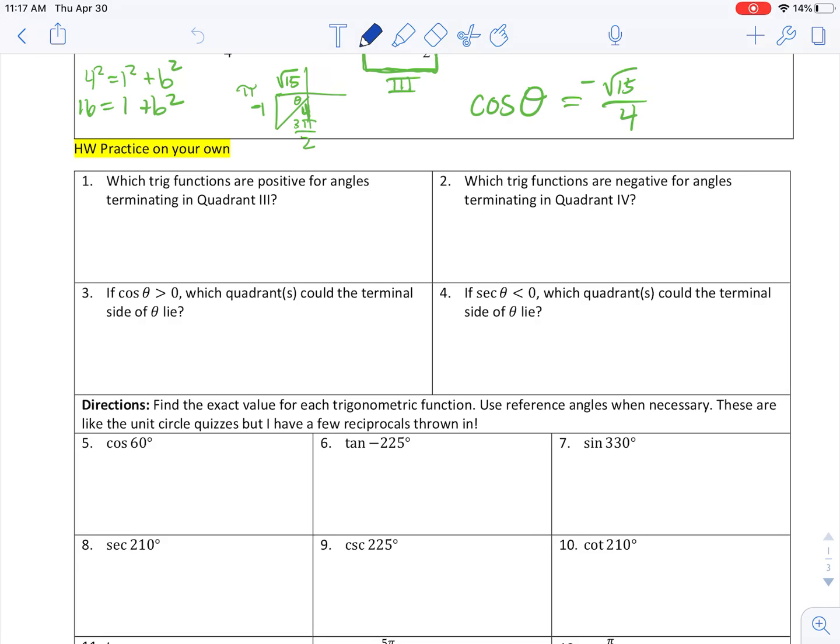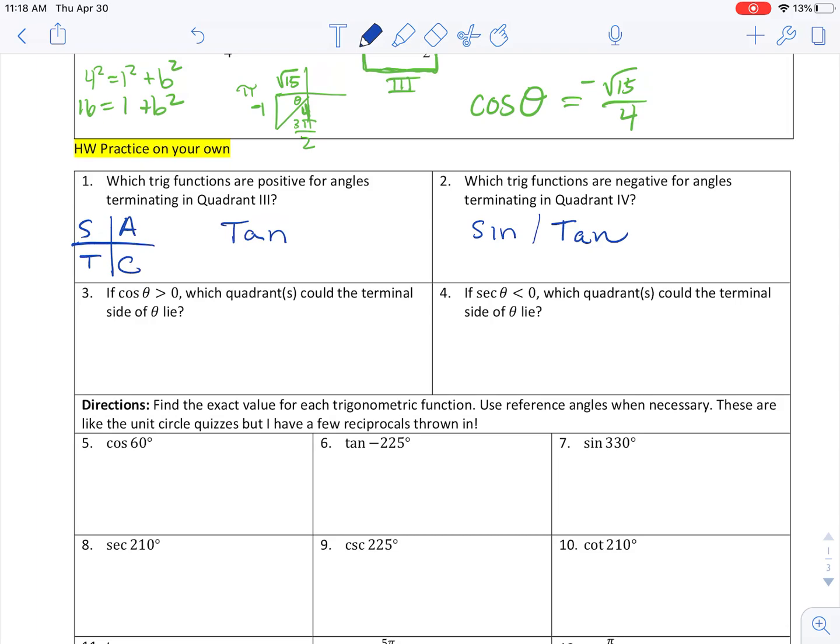What trig functions are positive for angles terminating in quadrant 3? I'm going to remember All Students Take Calculus, and I'm going to know that tangent is positive in quadrant 3. Which trig functions are negative for angles ending in quadrant 4? Well, if cosine is the trig function that's positive in quadrant 4, then that means sine and tangent are negative.